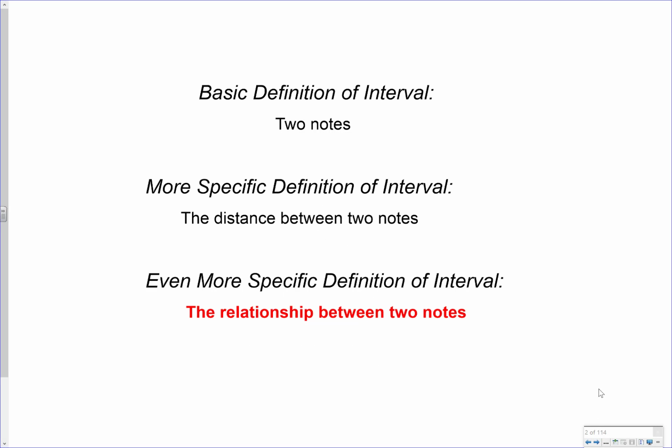Okay, so let's talk about what the term interval means. Well, the basic definition is 2 notes. But a more specific definition of an interval is the distance between 2 notes. However, the definition that I am looking for is that an interval is the relationship between 2 notes.